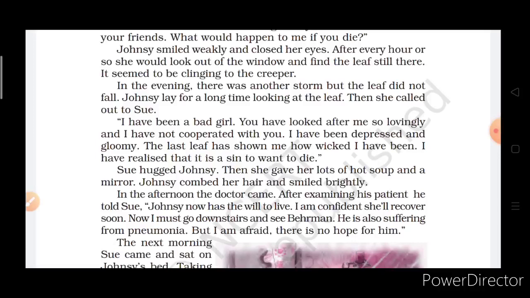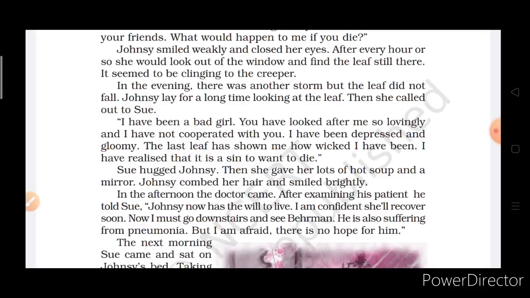In the evening, there is a storm, but the leaf doesn't fall down. Johnsy lies on the bed looking at the last leaf. Then Johnsy calls for Shoo. She says she has been a bad girl. Shoo looks after her so lovingly, but she was not cooperating. She has been depressed and sad. The last leaf has shown her how bad she has been. Johnsy realizes her mistake and thinks it is a sin to want to die.